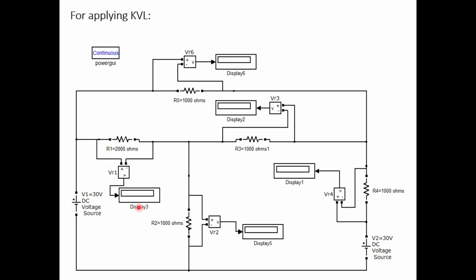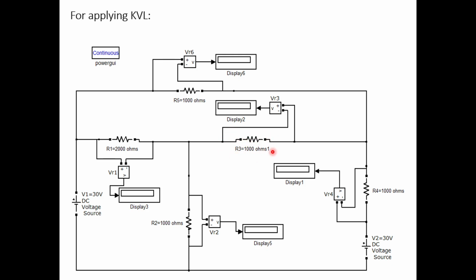The V terminal is connected to the display. Whatever voltage is measured by this voltage measurement across this resistor will be displayed in this display. Similarly, across this resistor of 1000 ohms, a voltage measurement should be connected. Whatever voltage is measured by this voltage measurement is displayed in this display.